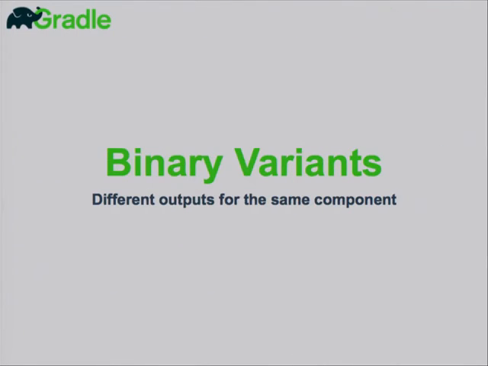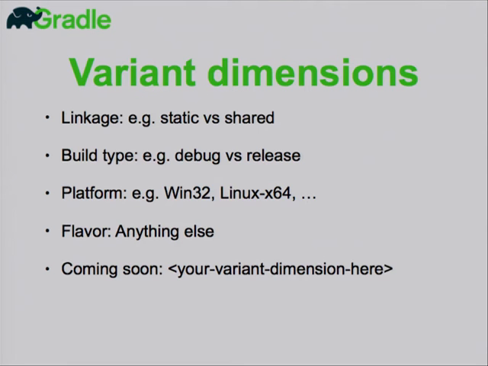So I want to quickly touch on variants, because all we've done so far is produced a single variant for the executable, and we've produced, without even trying, a shared and a static library variant for the library, but nothing too interesting there. So the thing about variants is it's different outputs for the same component. There's a bunch of different ways that variants can vary. So we've defined a bunch for the native space.